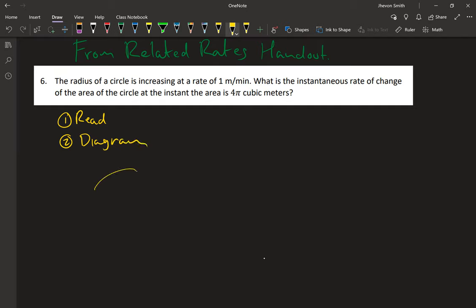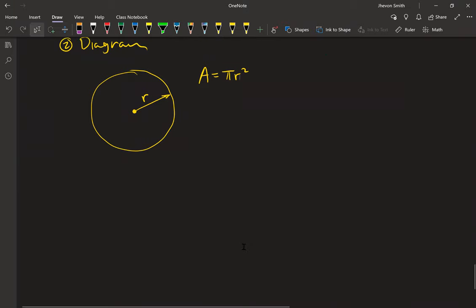So it's just a circle, and its radius is increasing. So this I would label r, because r is moving. And it also mentions area. You can't really see the area here, so I'll just write down area. We should know that's pi r squared. Okay, so that's my diagram. A and r are my variables.